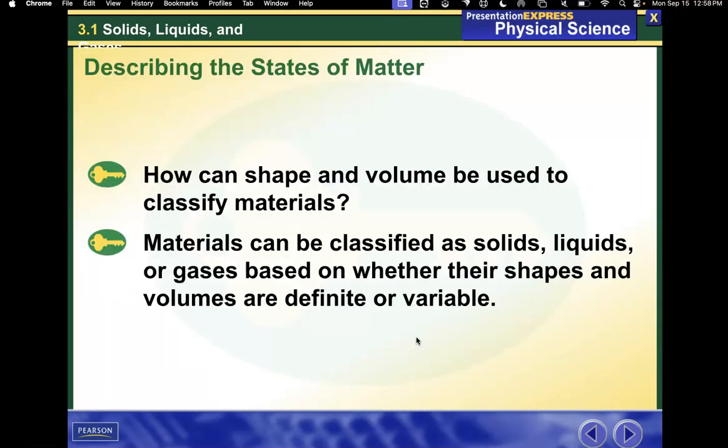How can shape and volume be used to classify materials? Materials can be classified as solids, liquids, and gases based on whether their shapes and volumes are definite or variable.